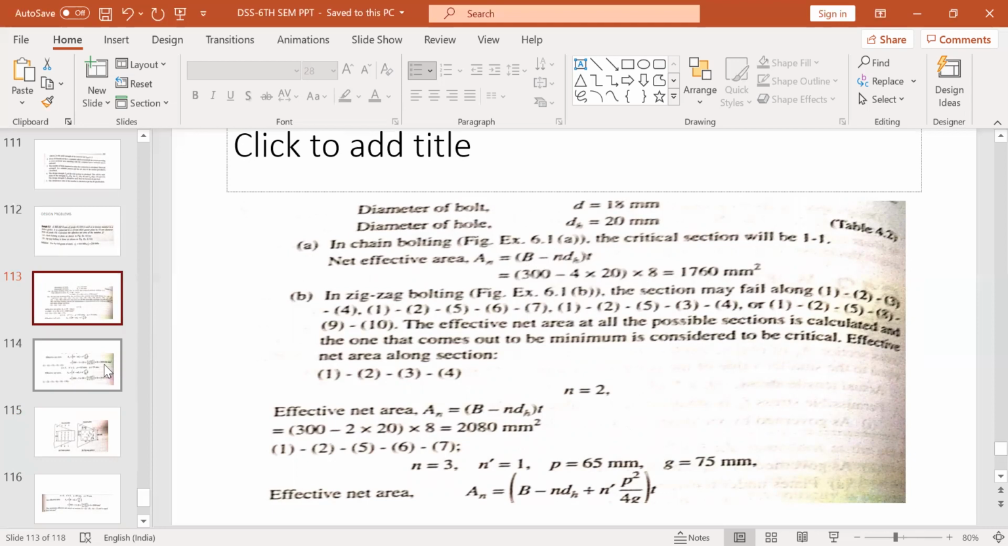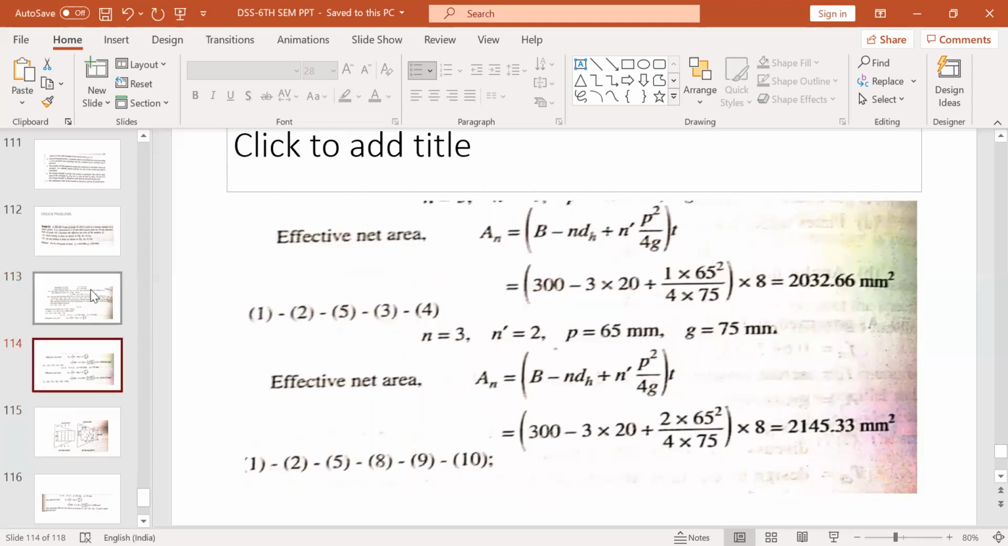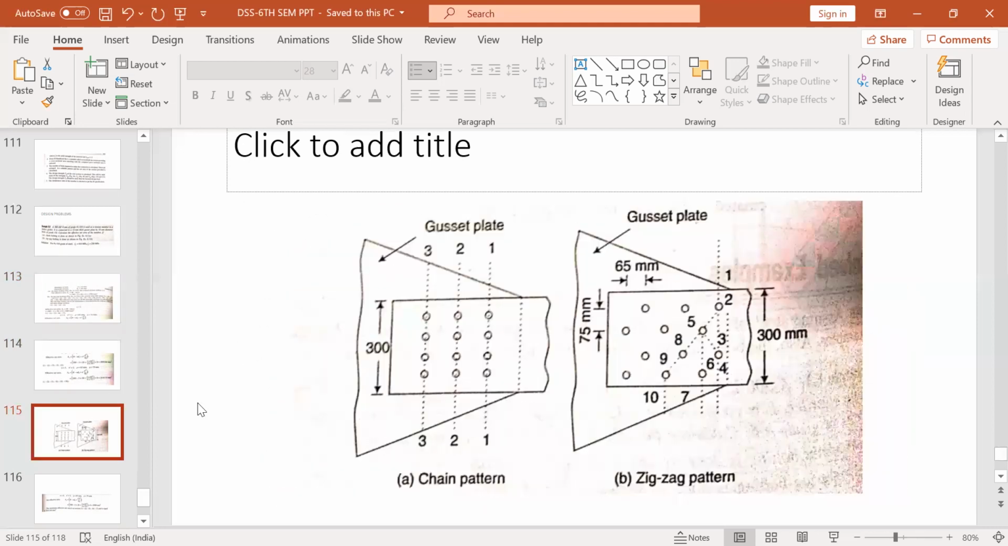Now comes the main part, zigzag bolting. In zigzag bolting, there will be many sections. The first section may be 1, 2, 3, 4. The second section may be 1, 2, 5, 3, 4, like that. Then it will be 1, 2, 5, and 7. Then it will be 1, 2, 5, 8, 9, and 10. So there will be a number of sections that you have to consider, and we have to compare the areas. Accordingly, we find out the net effective area.